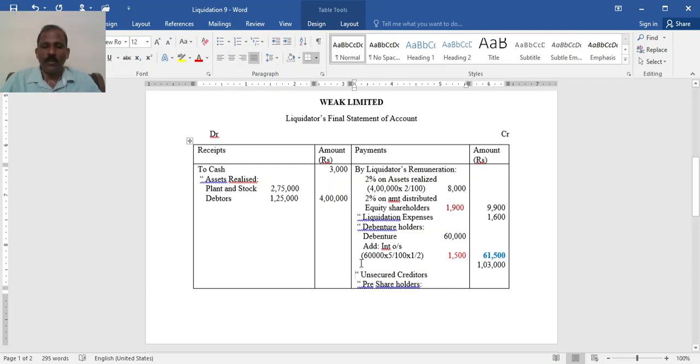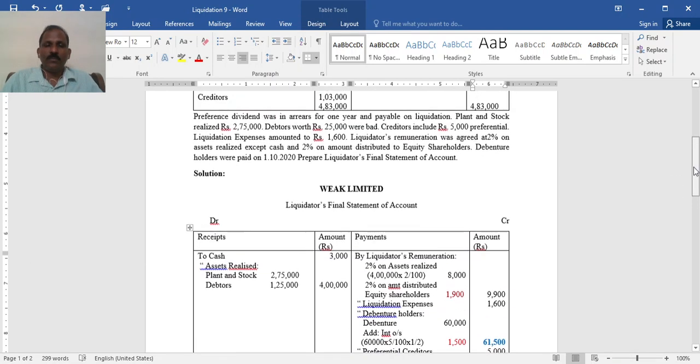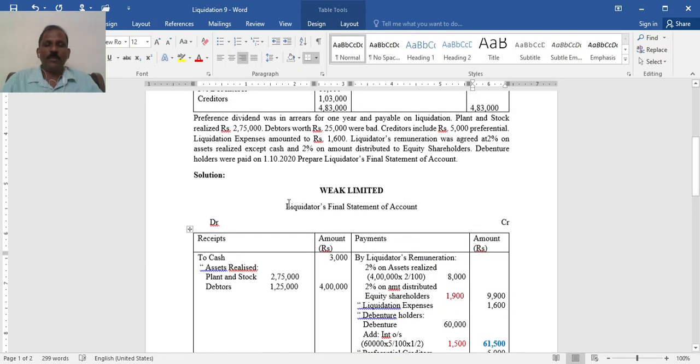Here one more thing you have to add: out of the creditors 1,03,000, 5,000 are preferential creditors, so the balance is 98,000. So now go through the solution.